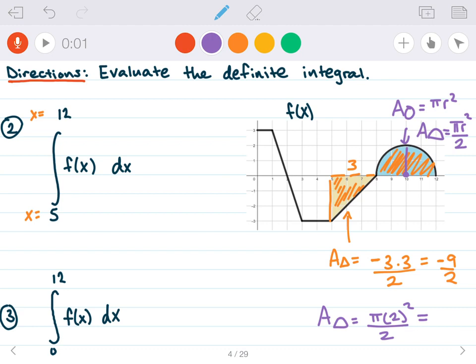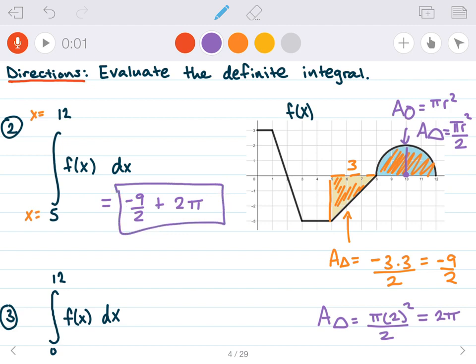And did I do this right? Let's see. Okay, yeah, I think so. So this is going to be 2 pi. Okay. All right, so all together, what is our answer going to be? Well, all together we have negative 9 over 2 plus 2 pi. That's our answer here for that integral.